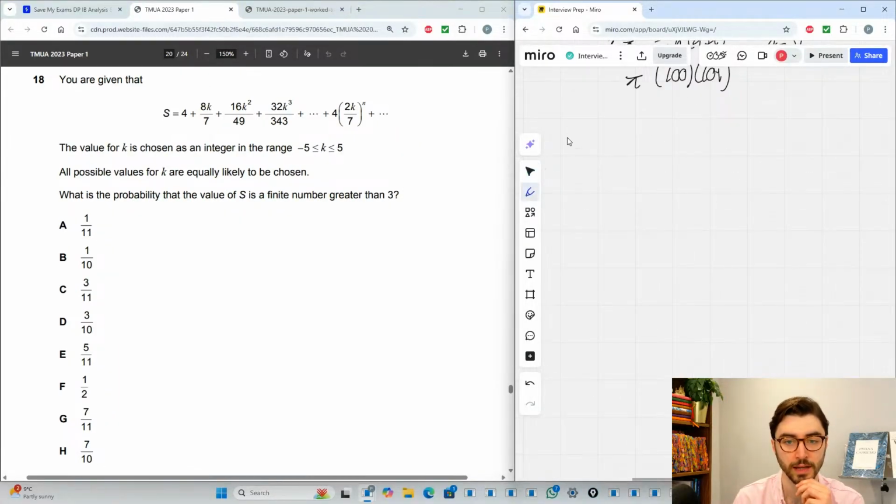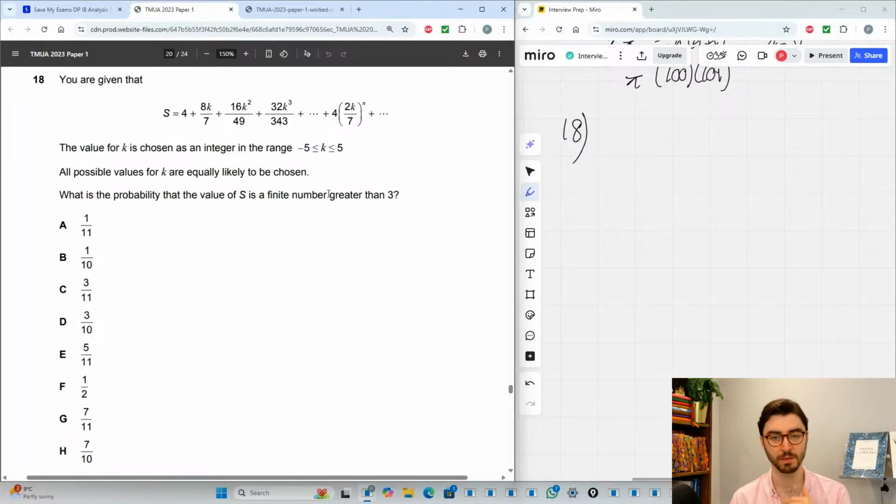Okay, so 18. How am I doing? Half an hour for 5 questions. Okay, so you're given this sum. The value for k is chosen as an integer in that range. All possible values of k are equally likely to be chosen. What is the probability that the value of s is a finite number greater than 3?